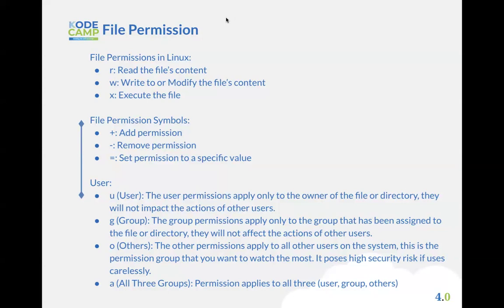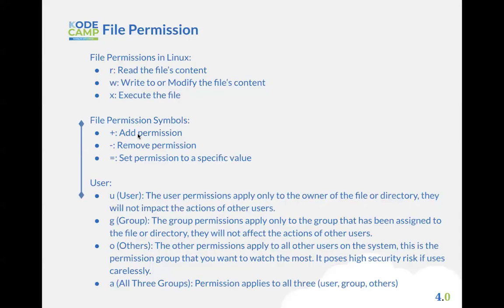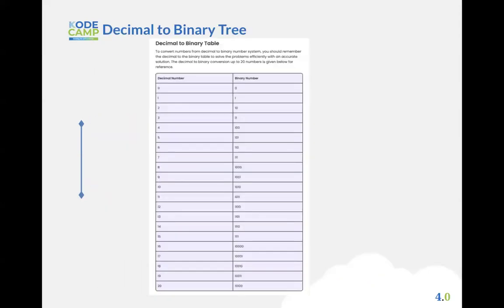Now, if you want to add permissions across the board to everybody, you can use the A value, which gives access to all three groups, which include the users, the groups, and the others. Now, what does this mean? What am I saying? Right? How is this applied? Okay.